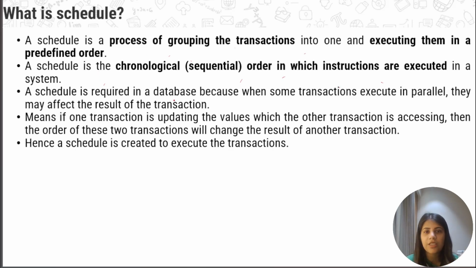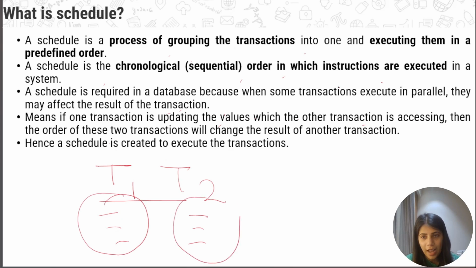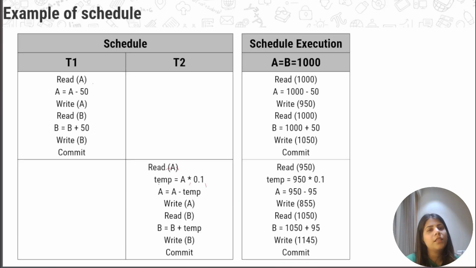A schedule is required in the database because some transactions execute in parallel. When I say parallel, T1 is executing some steps, and at the same time T2 is also executing some steps. This is called parallel transaction. They may affect the result of the transaction. If one transaction is updating values which the other transaction is also accessing, then the order of these two transactions will change the result of the other transaction. Hence, the schedule is created to execute the transactions. Let's understand this by an example.